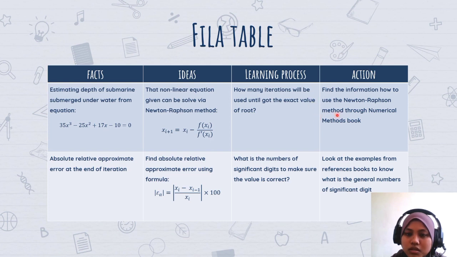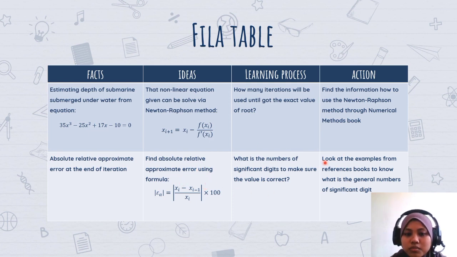For the action, find the information on how to use the Newton-Raphson method through numerical method books or any reference book. For question number 2, the fact is the absolute relative approximate error at the end of iteration. What are the ideas? Find the absolute relative approximate error using this formula. So this is the formula to find the absolute relative approximate error.